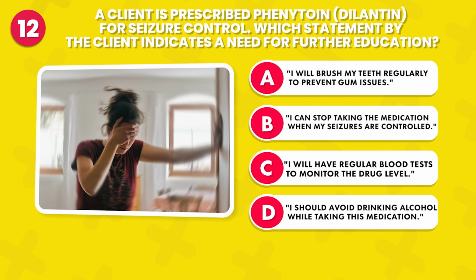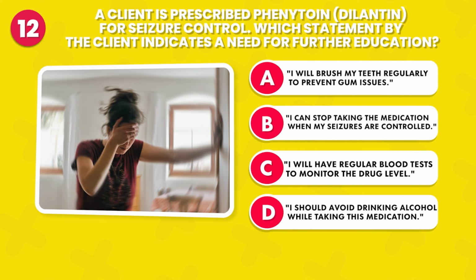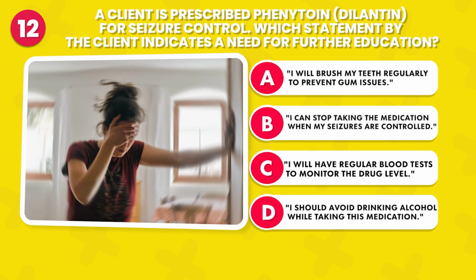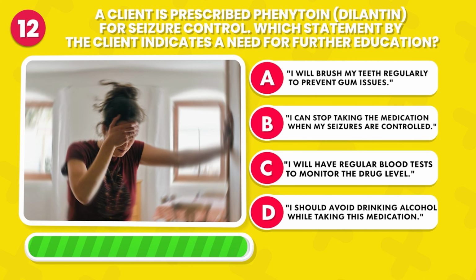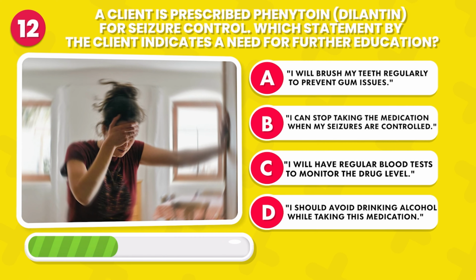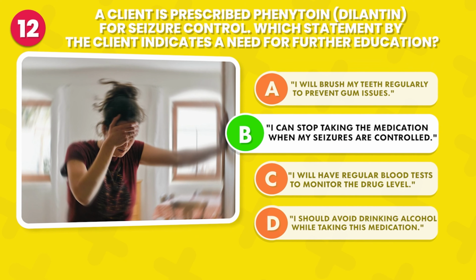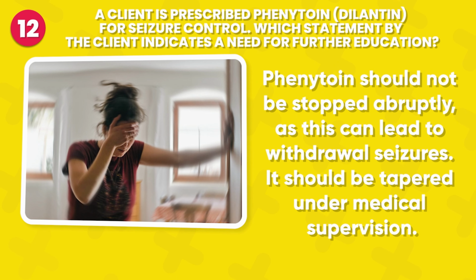A client is prescribed phenytoin, Dilantin, for seizure control. Which statement by the client indicates a need for further education? A. I will brush my teeth regularly to prevent gum issues. B. I can stop taking the medication when my seizures are controlled. C. I will have regular blood tests to monitor the drug level. D. I should avoid drinking alcohol while taking this medication. It's B. Phenytoin should not be stopped abruptly, as this can lead to withdrawal seizures. It should be tapered under medical supervision.